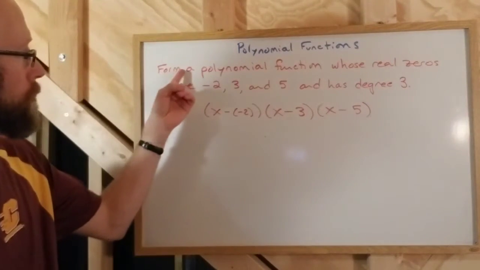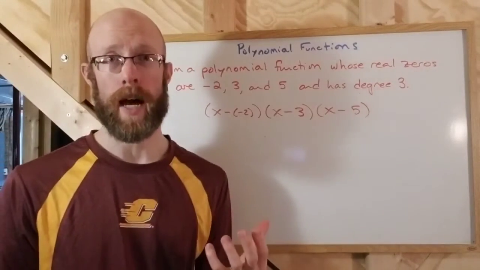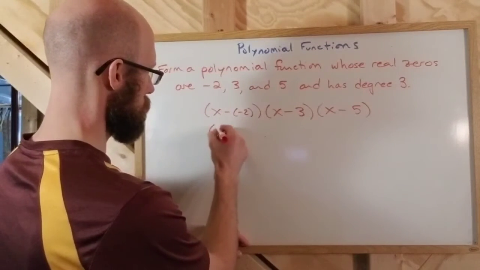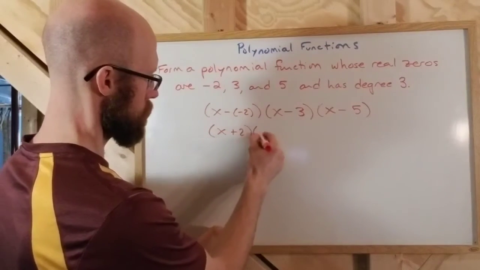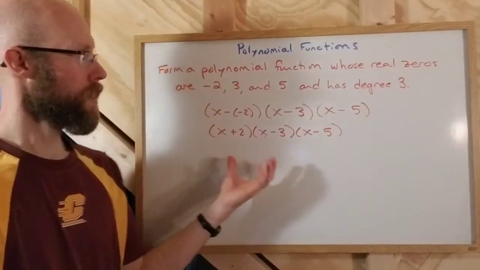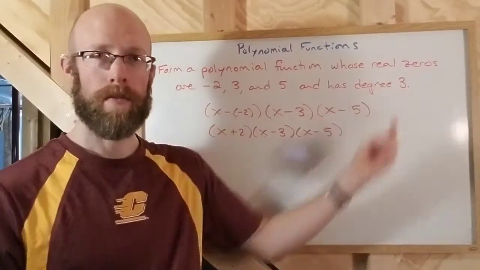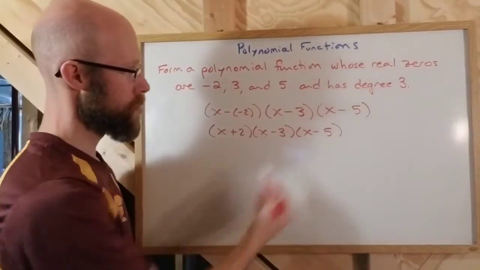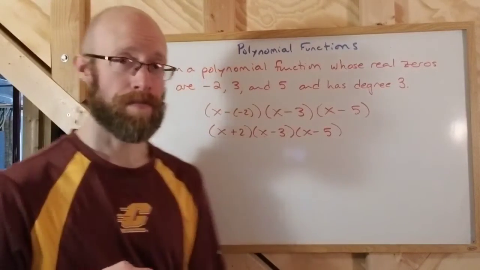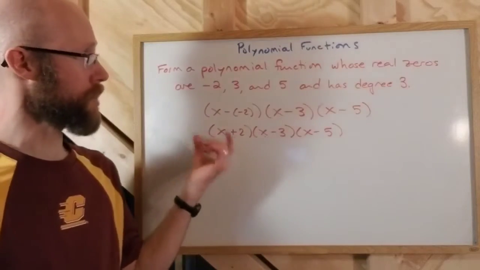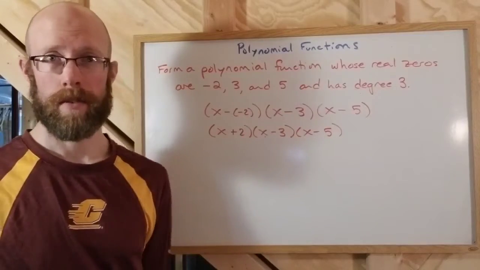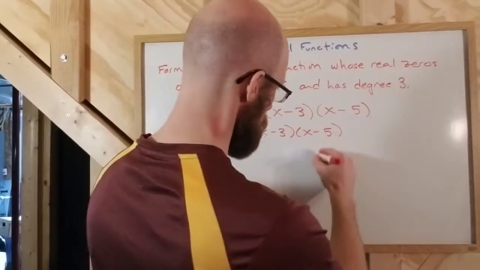Now, this says form a polynomial. There could be many options, right? This one really is pretty much narrowed down. If I simplify this, it's x plus 2 times x minus 3 times x minus 5. If this had said degree 4, I may have thrown a square on any of those 3 factors, in which case there are 3 different answers. However, what's interesting is there are actually an infinite number of degree 3 polynomials that have these 3 factors, or these 3 real zeros, if you think about it.